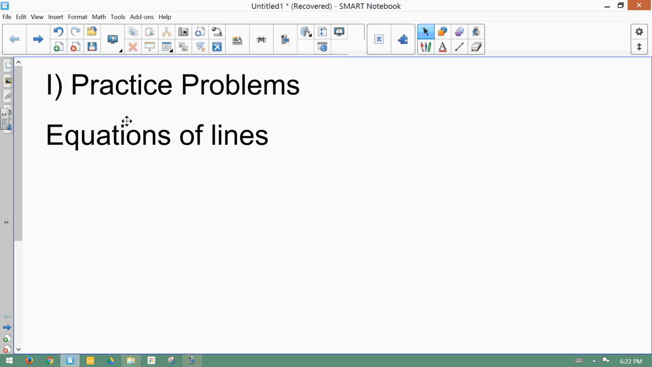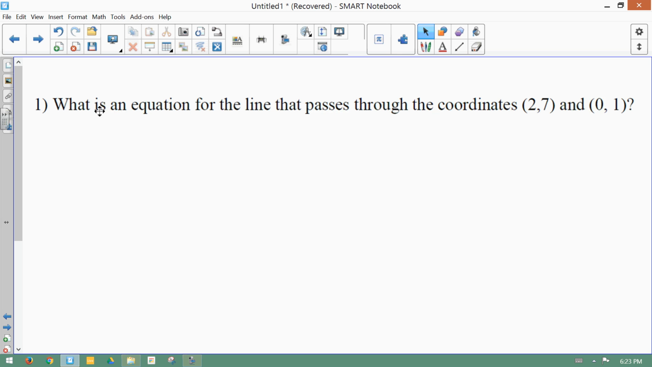You have basically a 2-page worksheet, in which we'll be solving problems that involve finding the equation of a line given 2 points, or solving word problems that involve the equations. So let's look at the problems that you have. Let's look at problem number 1. What is an equation for the line that passes through the coordinates (2, 7) and (0, 1)?